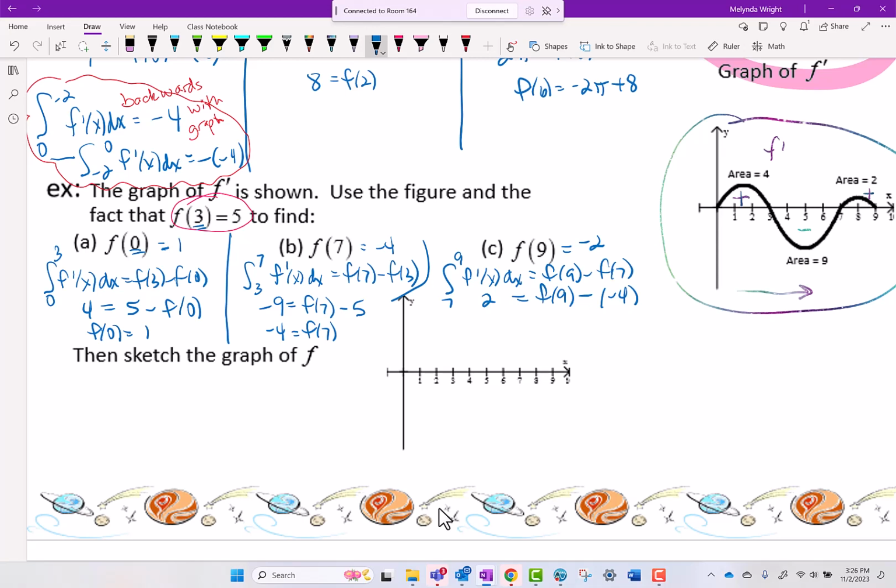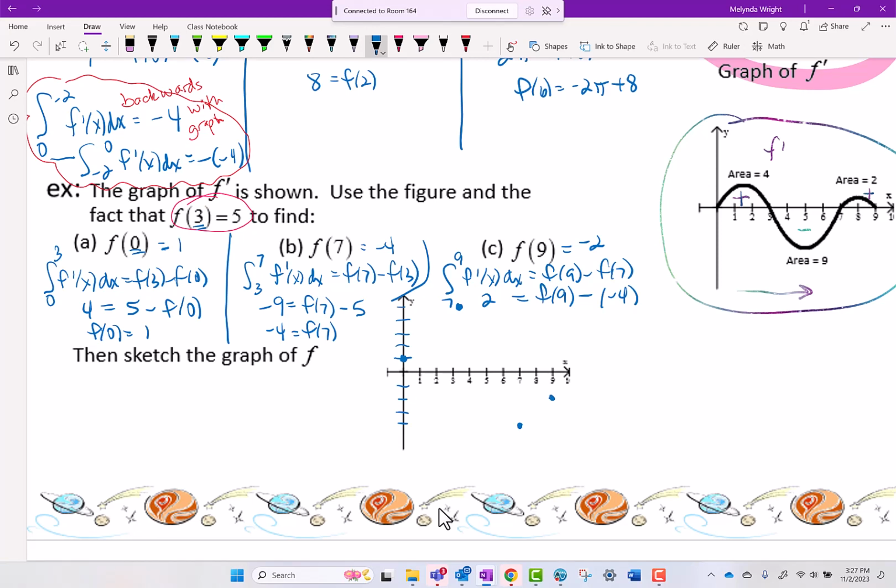Now they want us to sketch the graph of the position f. Well, okay, we could do that. We've got 4 points, so let's plot them. We've got f of 0 equals 1. We know f of 3 is 5. 1, 2, 3, 4, 5. We know f of 7 is negative 4. And f of 9 is negative 2.